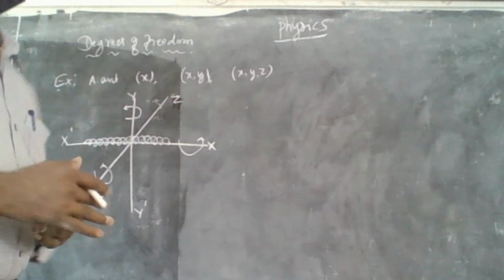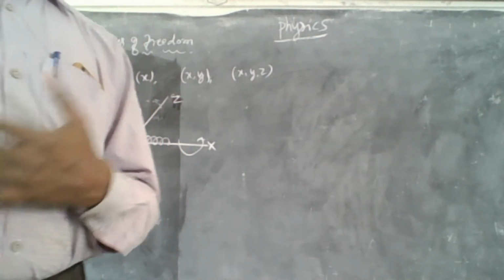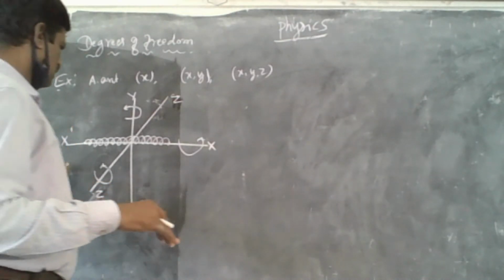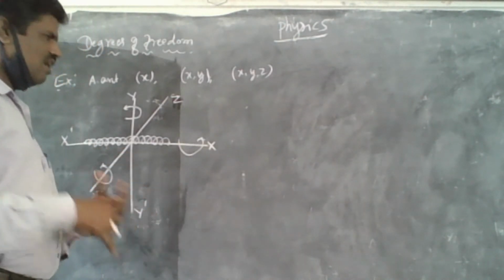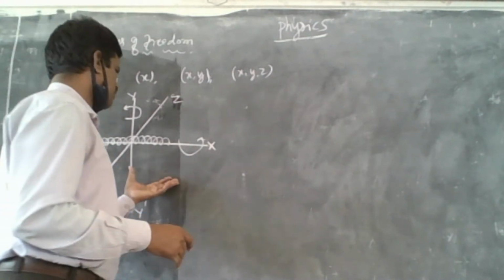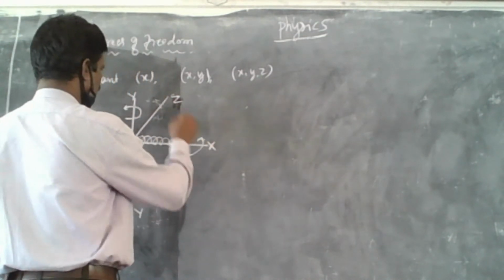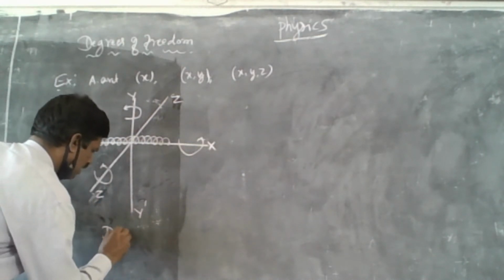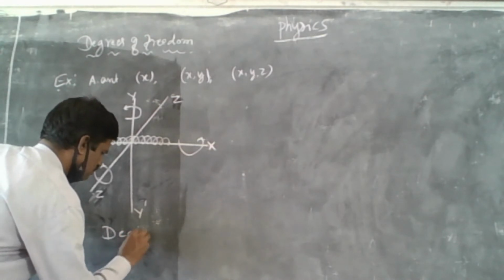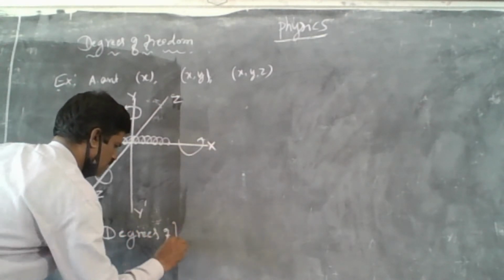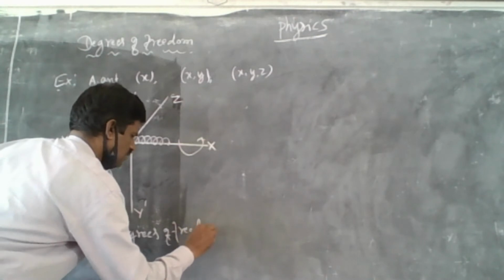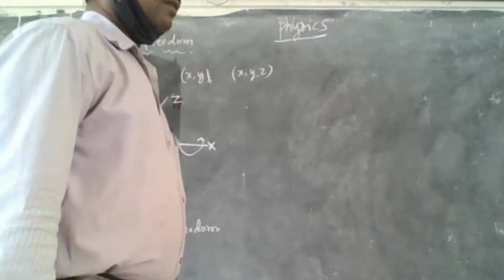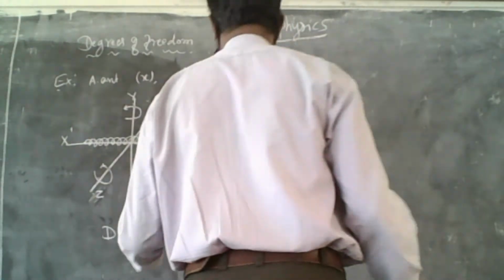In addition to that, there are rotational motions also to be considered. Hence, to completely describe the motion of a particle, 6 degrees of freedom are required. So 1, 2, 3, 4, 5, 6. This is the diagram of degrees of freedom. So this is the concept of degrees of freedom.